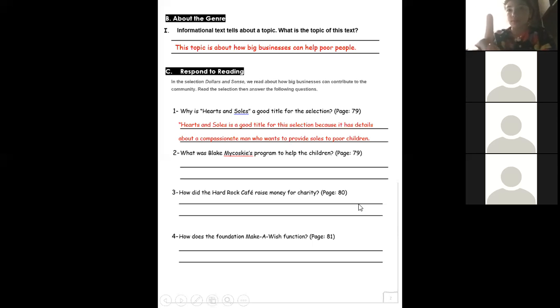Hearts and Souls is a good title for this selection because it has details about a compassionate man who wants to provide soles to poor people. In other words, like Amir said, it talks about a man who likes to help poor people, simply. Thank you, Amir. Bravo.